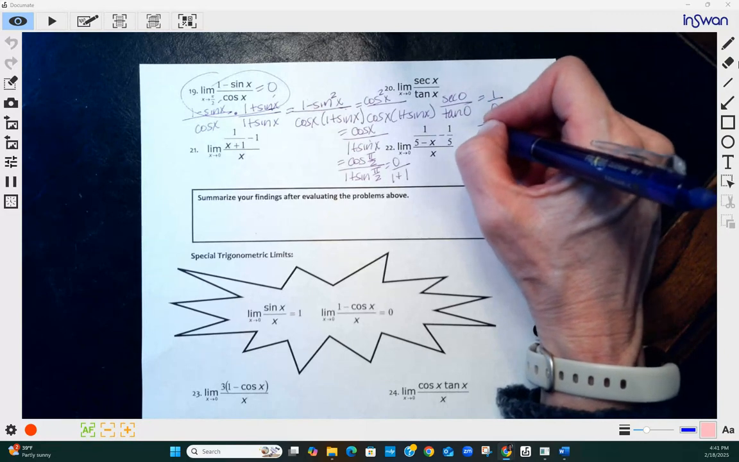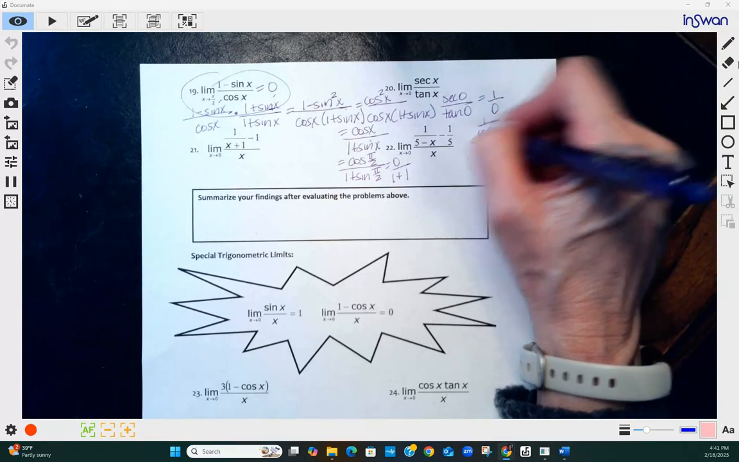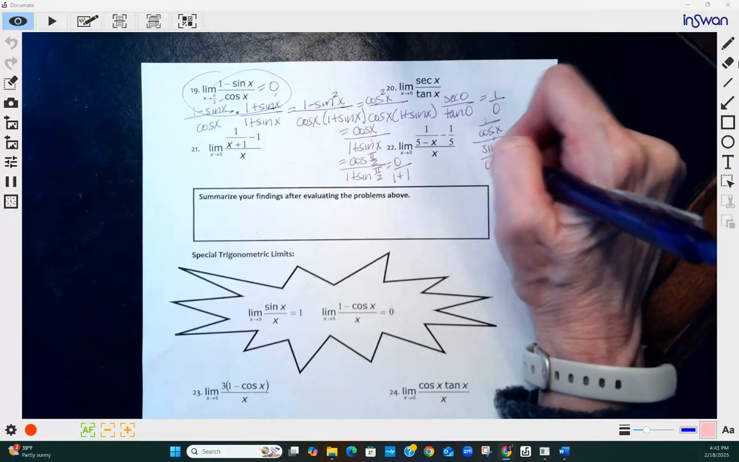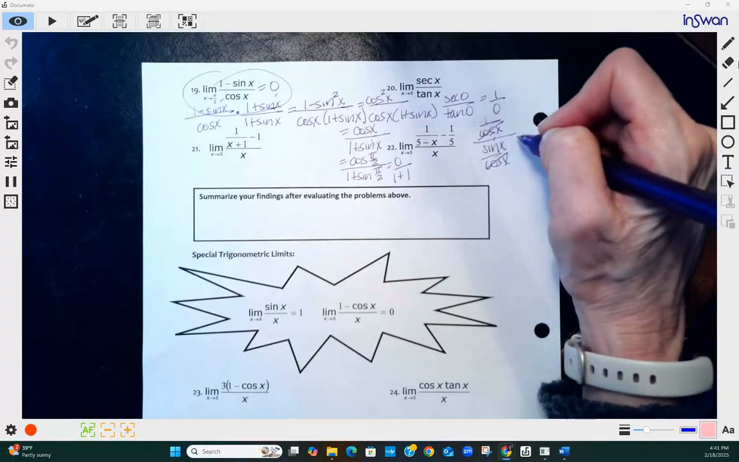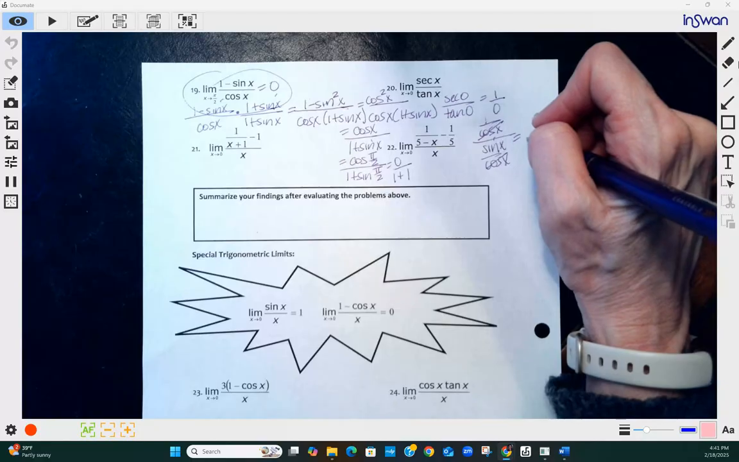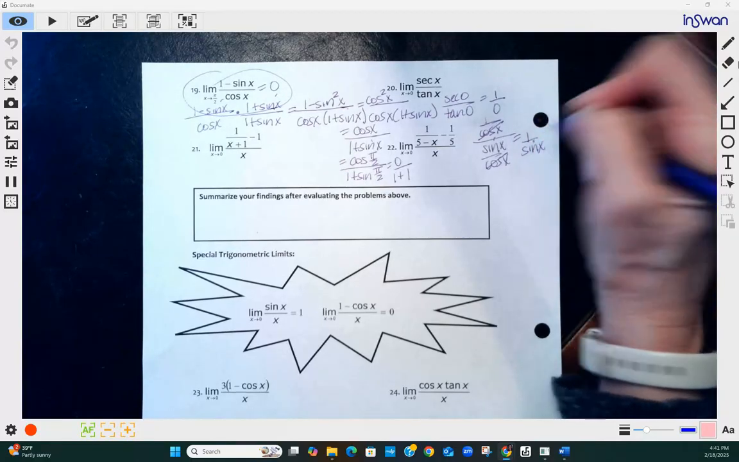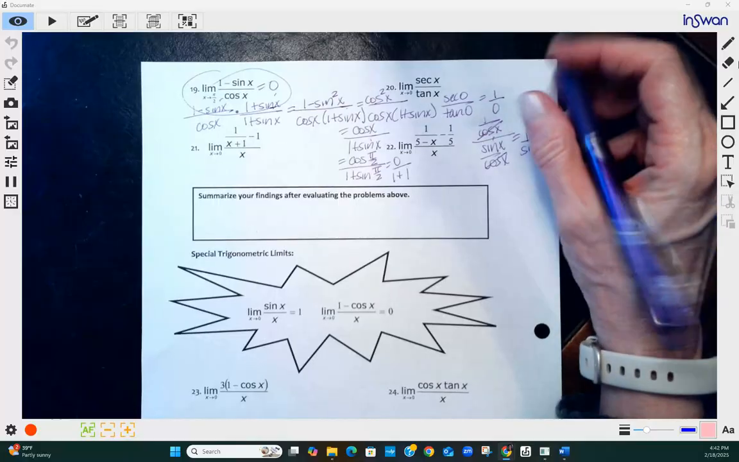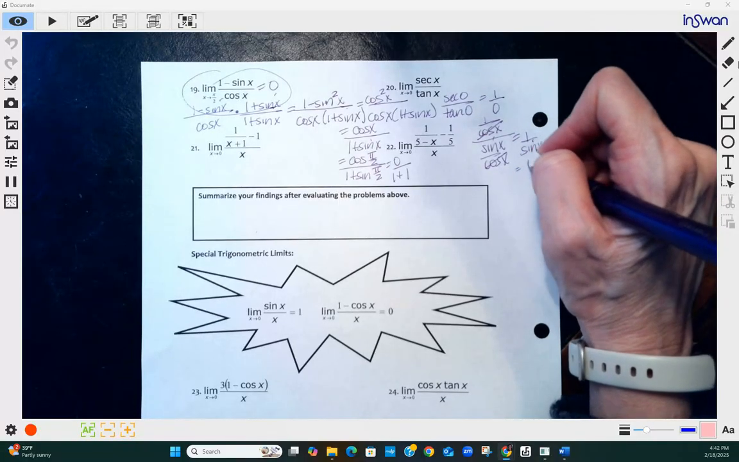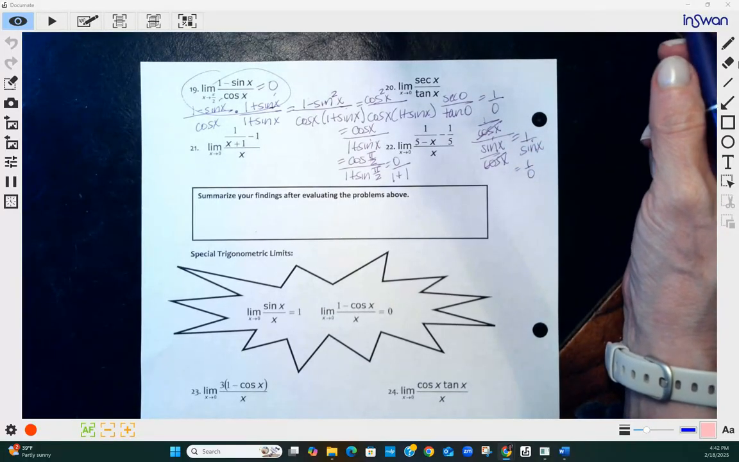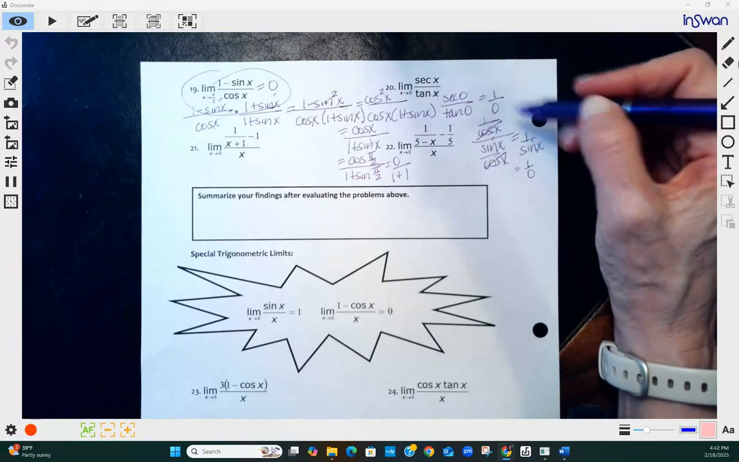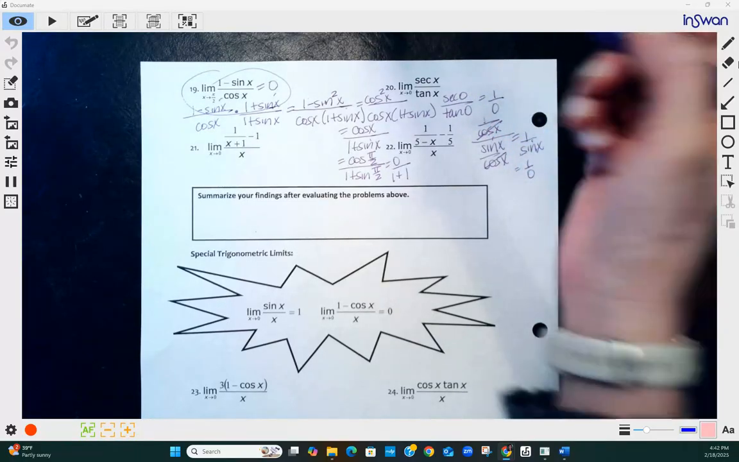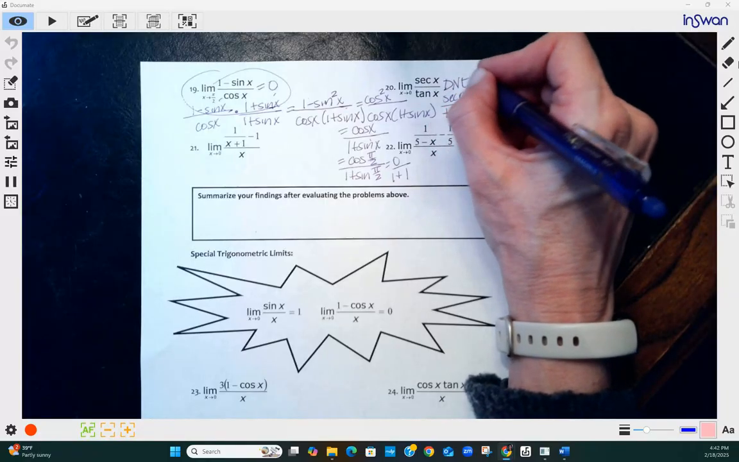Secant is 1 over cosine, and tangent is sine over cosine. So if we simplify, we just get 1 over sine x, and the sine of 0 is also 0, so that's not helpful. So we're going to have to just stop and say that this limit does not exist.